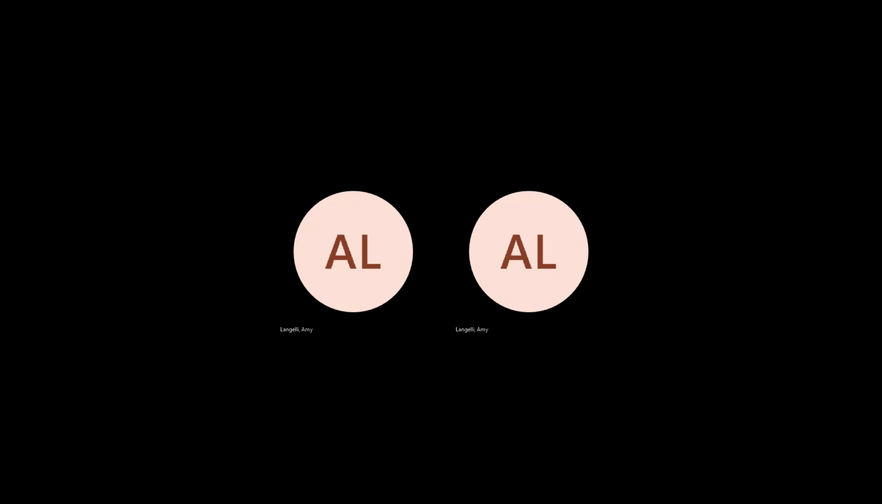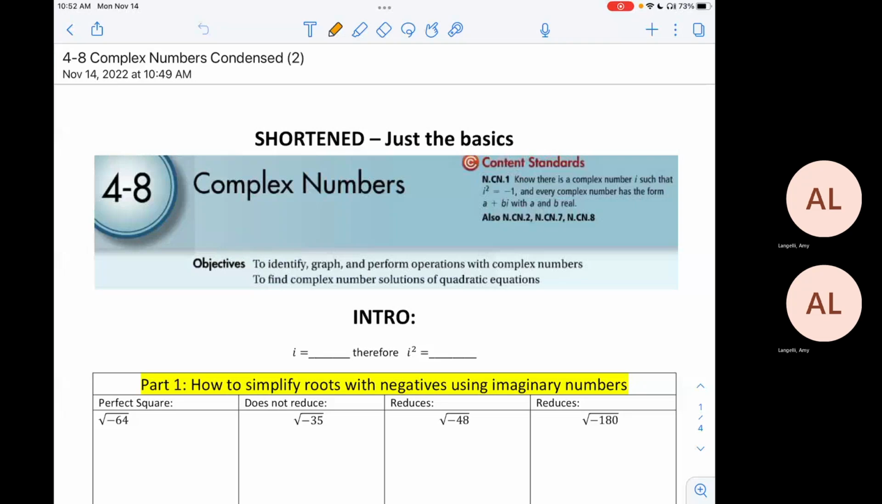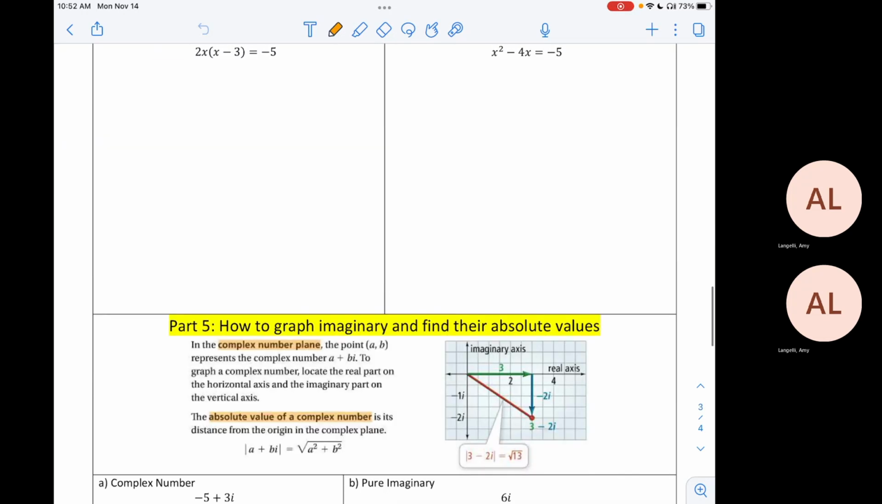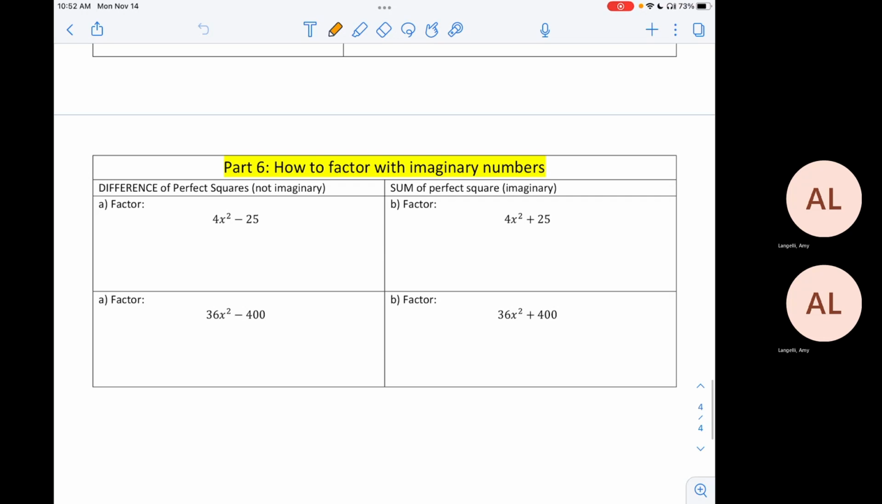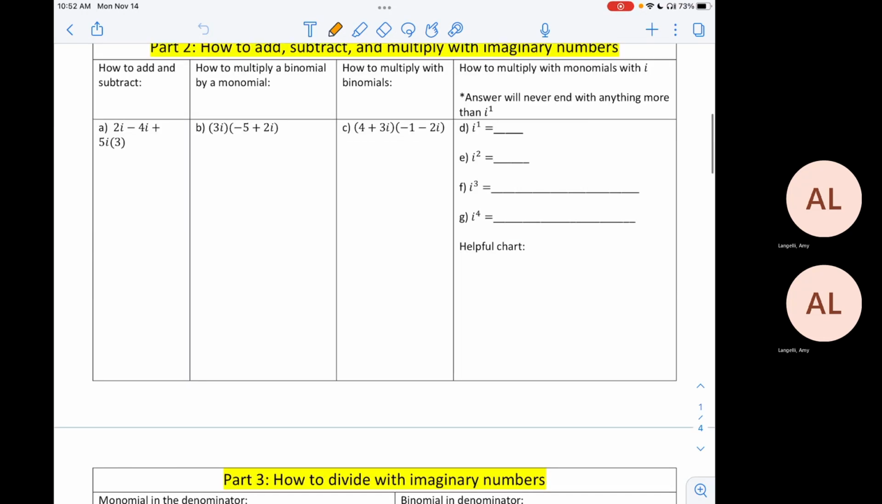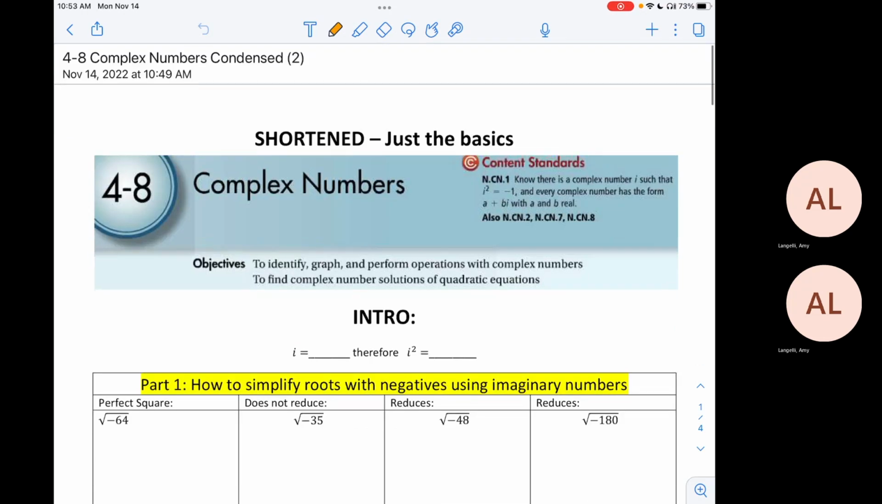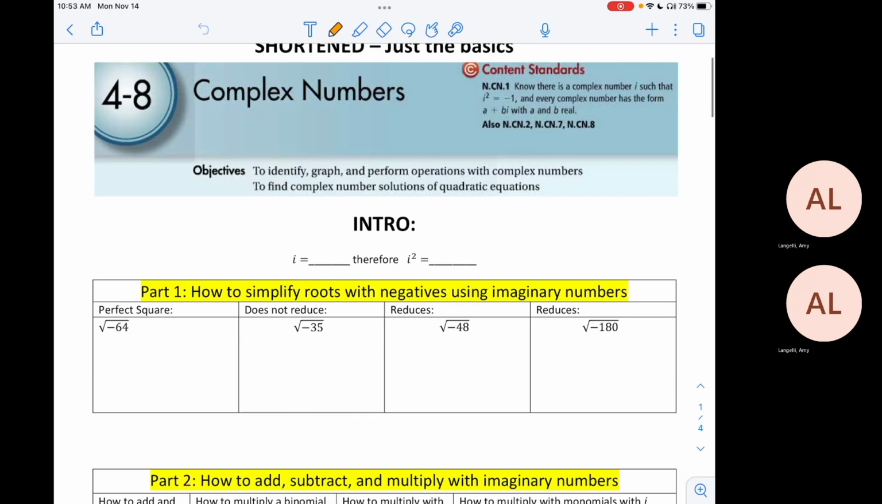4-8. I have what I call the condensed version for you today. 4-8 has 6 main topics, so you can see I went through and highlighted each one. My goal is to get this all done in the next 45 minutes. No lesson should take more than 45 minutes as long as you're cooperating with me. So if you guys can do that, I'd very much appreciate it.